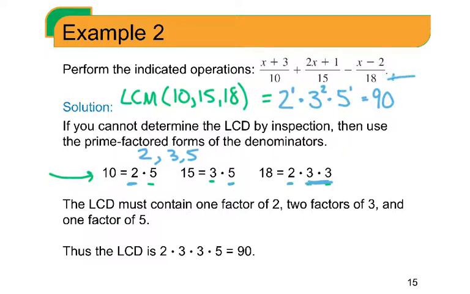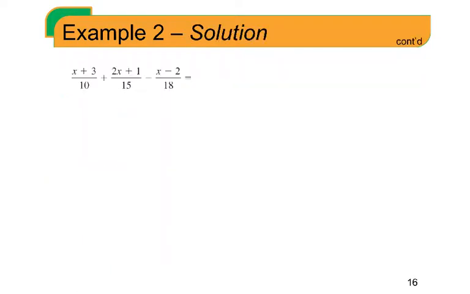And now I just change each of these denominators into 90 by multiplying by the appropriate terms. So how would I do this? Okay, let's start down here. X plus 3. If I'm going to turn 10 into 90, what am I going to multiply by? Maybe I'll do this in a different color. I need to multiply 10 times 9, right? So I multiply my numerator times 9. Let's get a little more room.